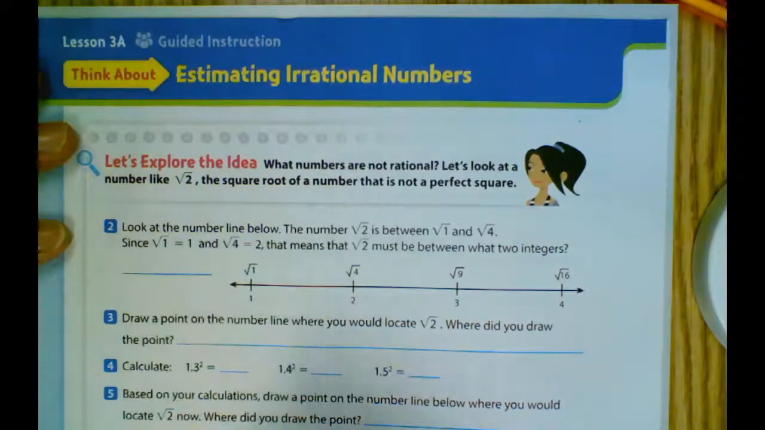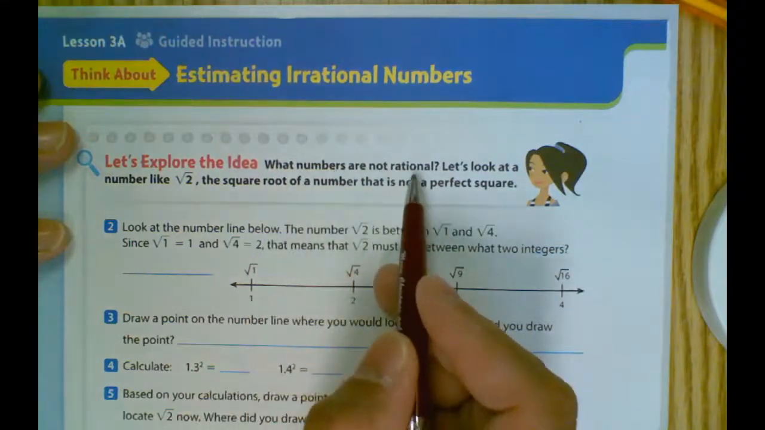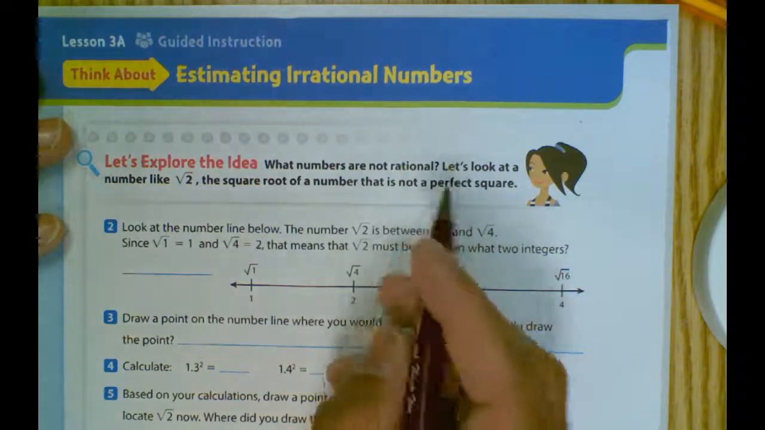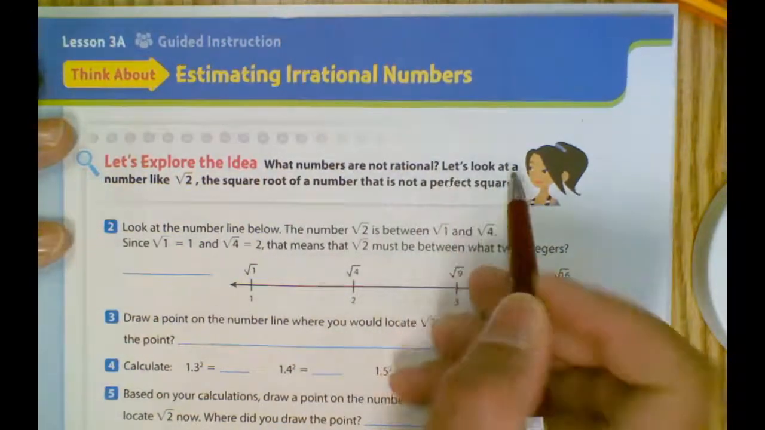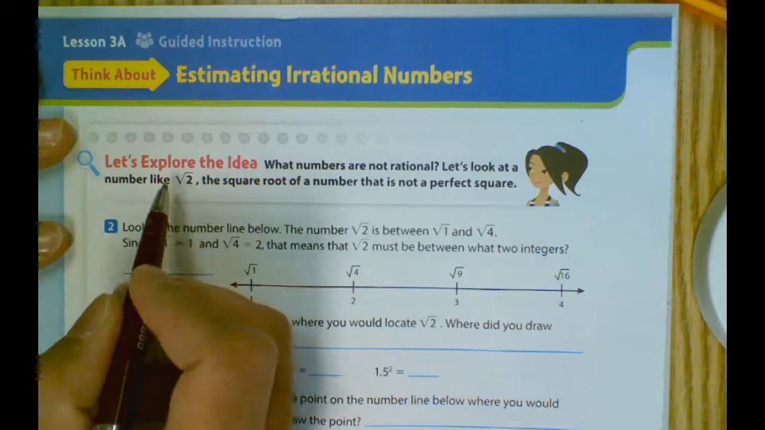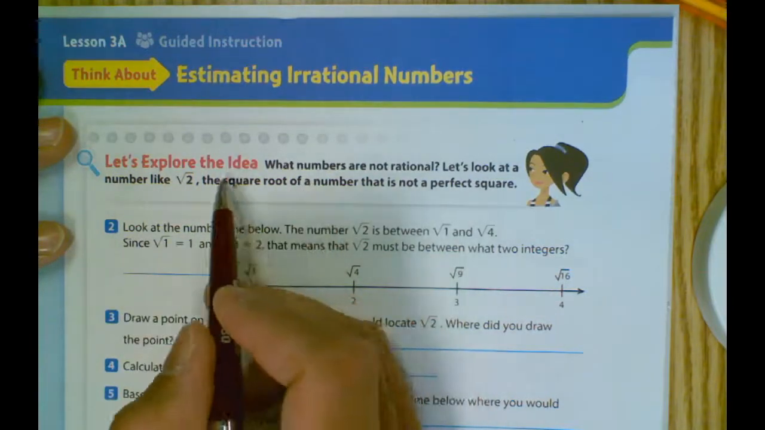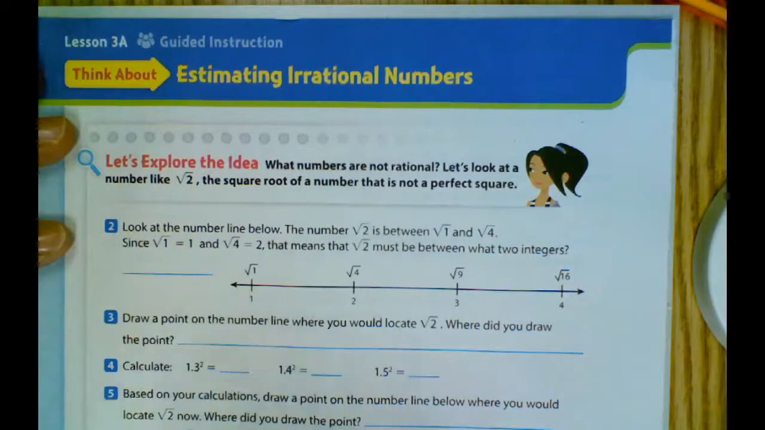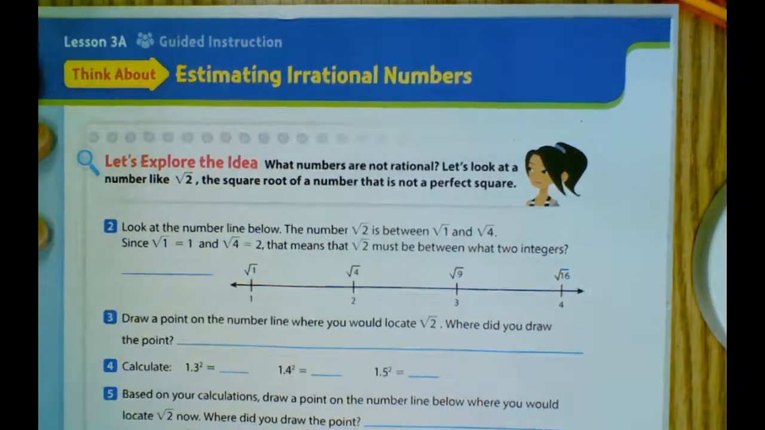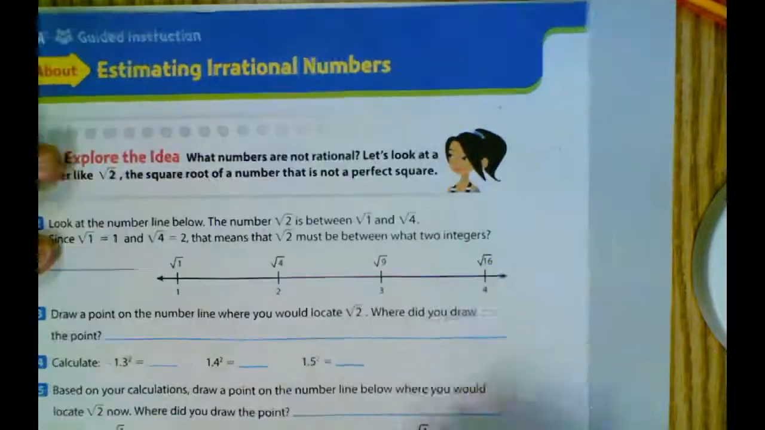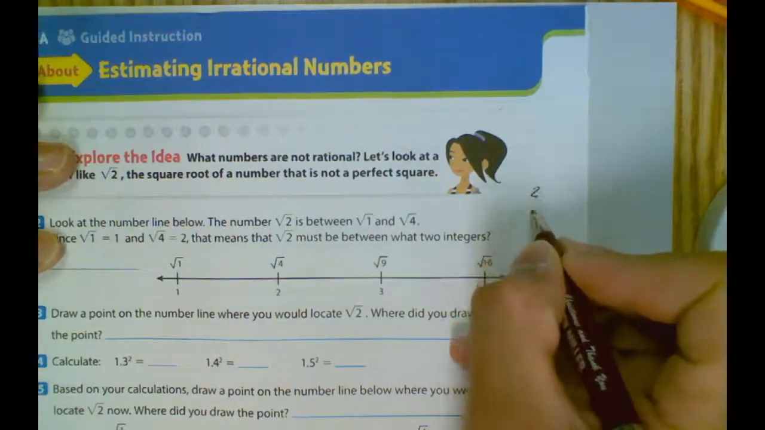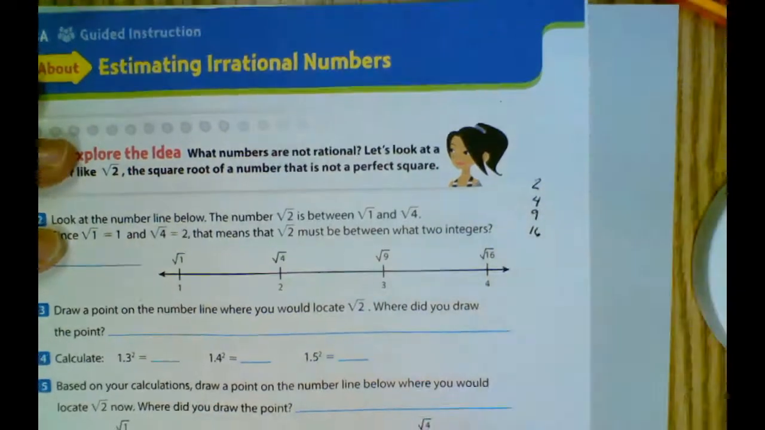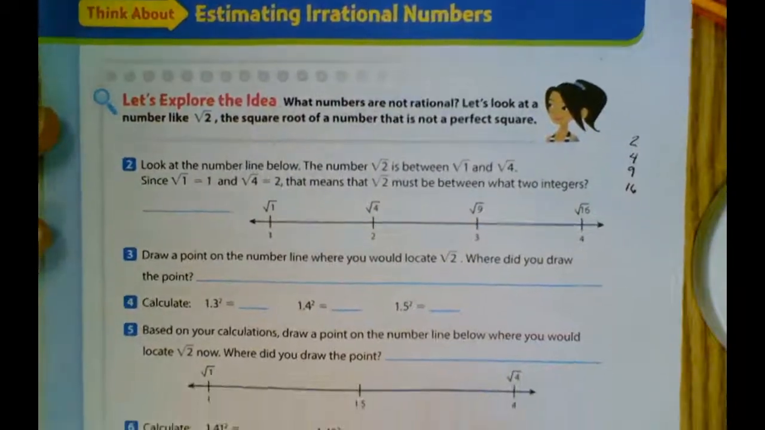When we explore the idea, we ask what numbers are not rational. And we mentioned yesterday that the definition of rational numbers is really clear. Let's look at a number like the square root of 2, the square root of a number that is not a perfect square. So we know the square root of 2 is not going to be an exact solution. It's not a perfect square. Remember that the perfect squares are 1, 4, 9, 16, and so on. We have a table on page 13 of your book.